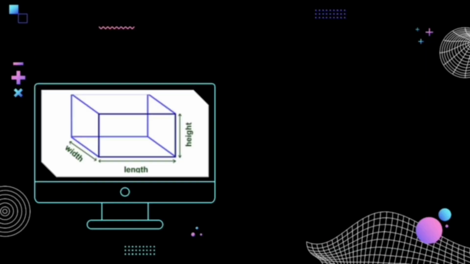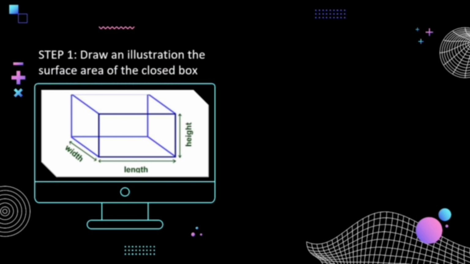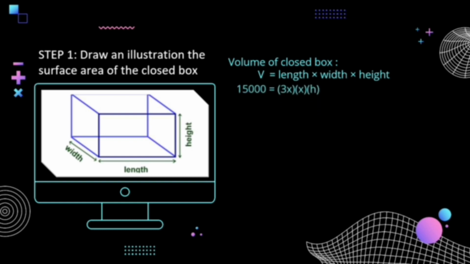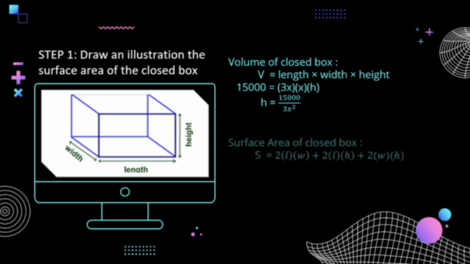For the solution, in step 1, you need to draw an illustration of the closed box. You need to find the volume of the closed box first, using this formula: volume equals length times width times height. Volume equals 15,000, length is 3 times its width, width is x, height is h. You need to state that h equals 15,000 over 3x².